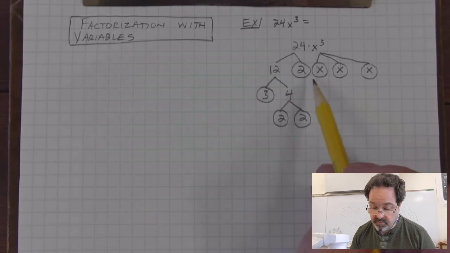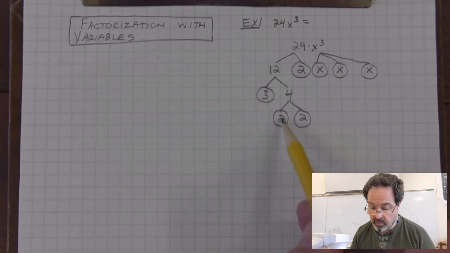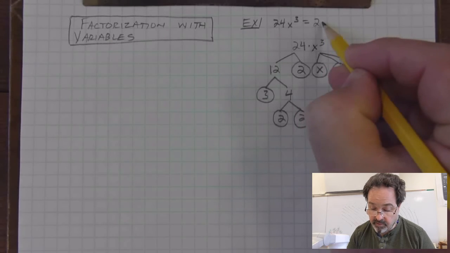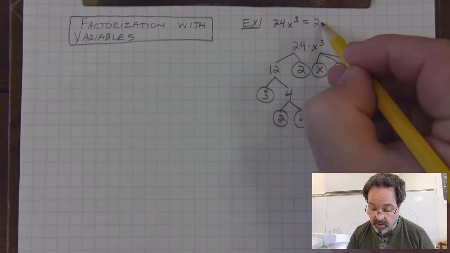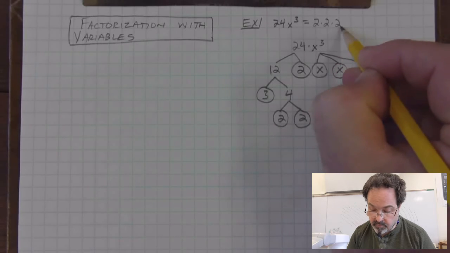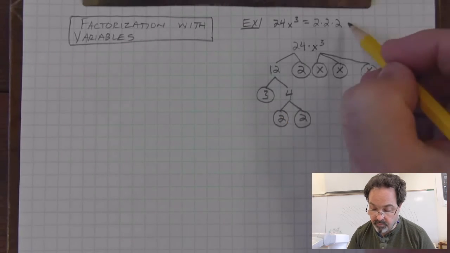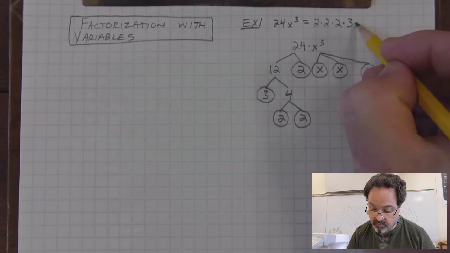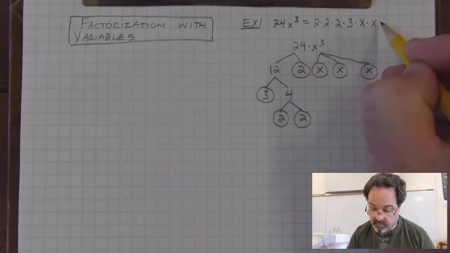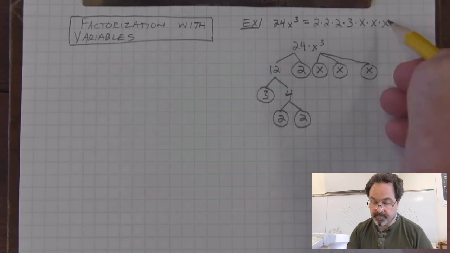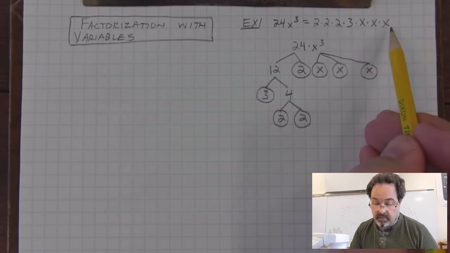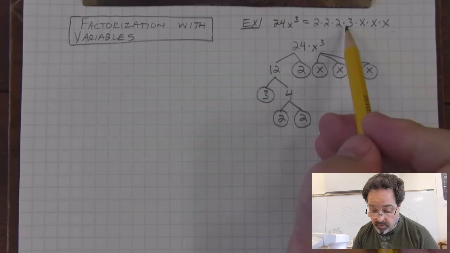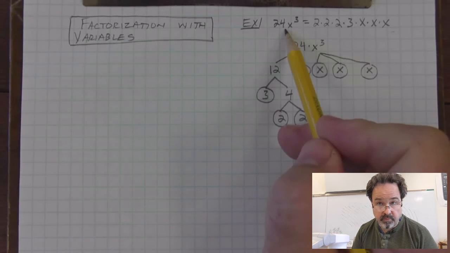I can list them. Typically, I start with the lower numbers. The 2's come first, and there's 3 of them. So I'm going to express the factorization of 24x cubed as 2 times 2 times 2, and then 3, and then 3 x factors: x times x times x. This product, if I multiplied it all together, would be 24x cubed.